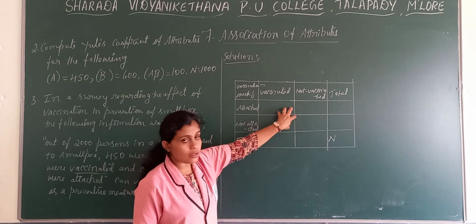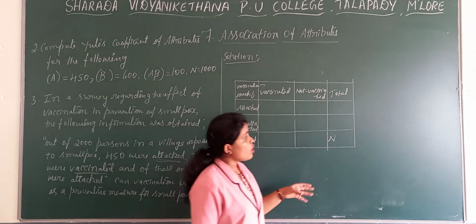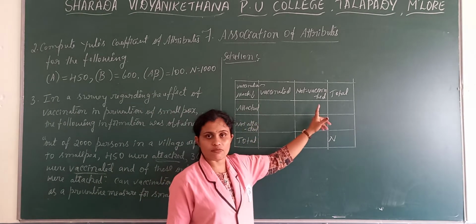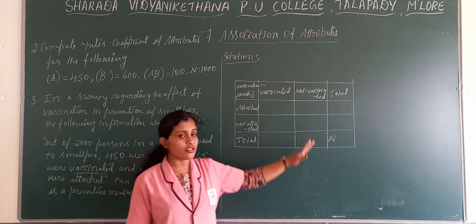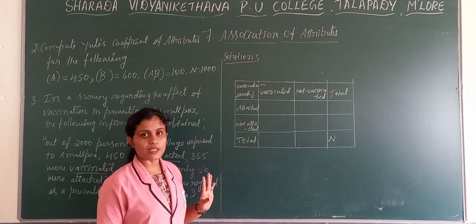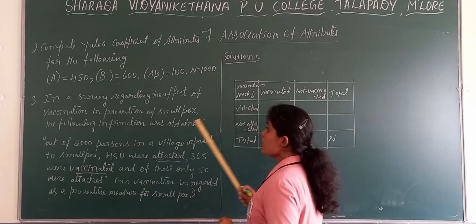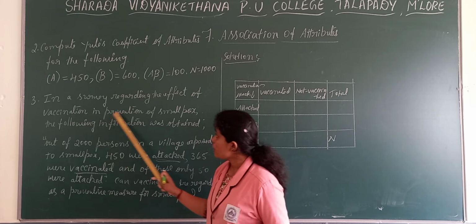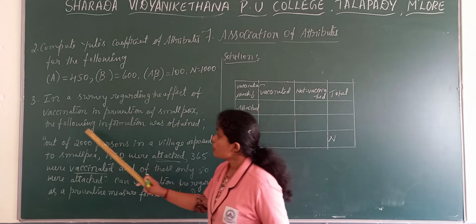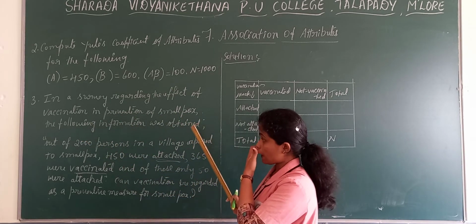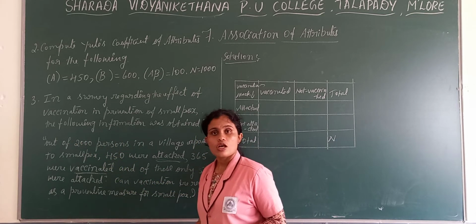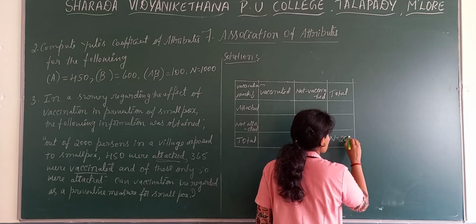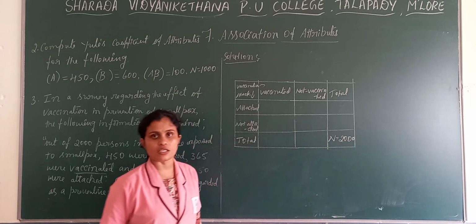Firstly you find out the class frequencies. Then while writing formulas, it is better to write A alpha. Then you can easily write the formula and continue with this. Now firstly we will complete the table here. In a survey regarding the effect of vaccination in prevention of smallpox, the following information was obtained out of 2000 persons. So we know that N is equal to 2000.